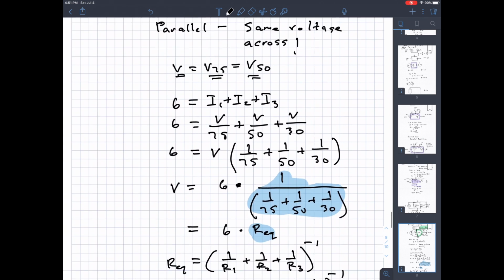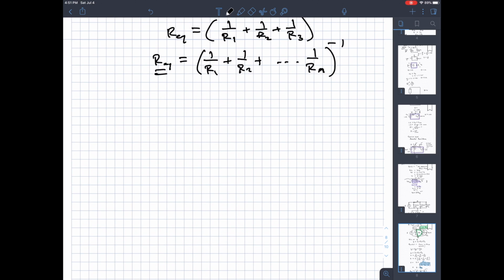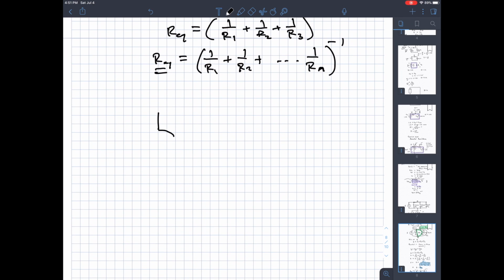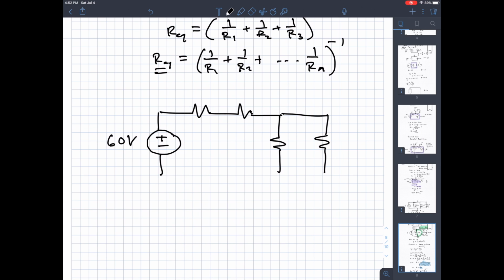Well, how does this all work? Let's do a simple circuit analysis problem. I'm going to draw a voltage source here. Let's make it 60 volts. Let's have a resistor here, a resistor here, a resistor here, and a resistor here. Let's make this 20 ohms, 20 ohms, 5 ohms, and 15 ohms.